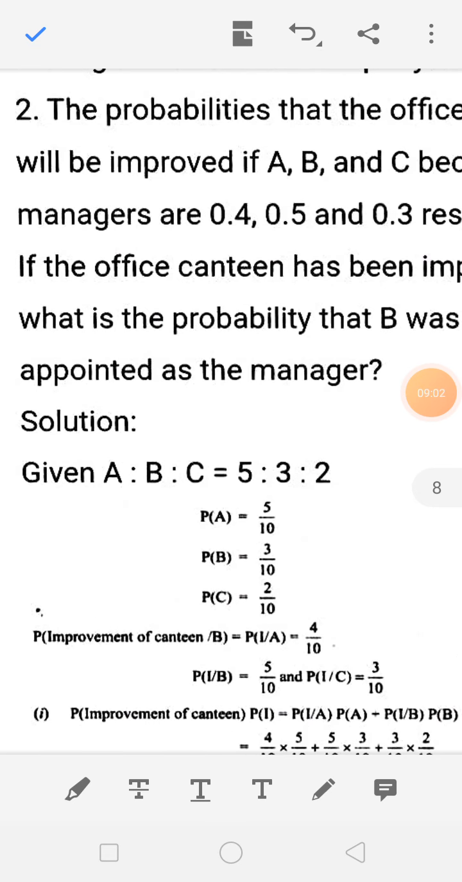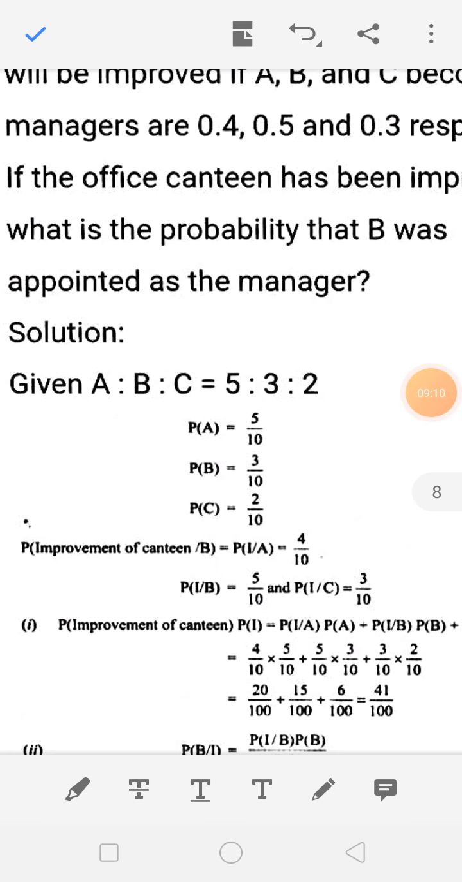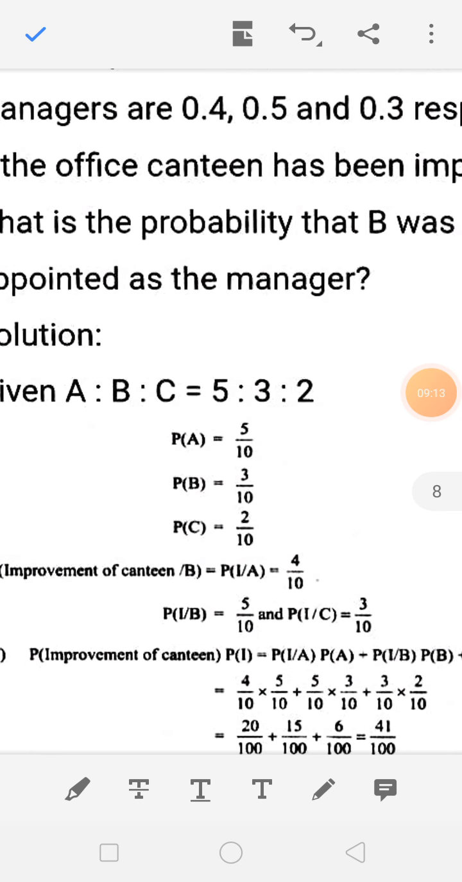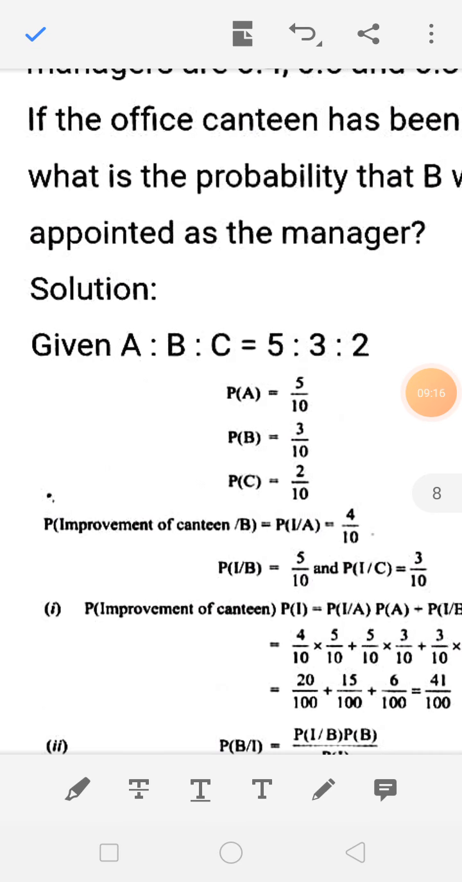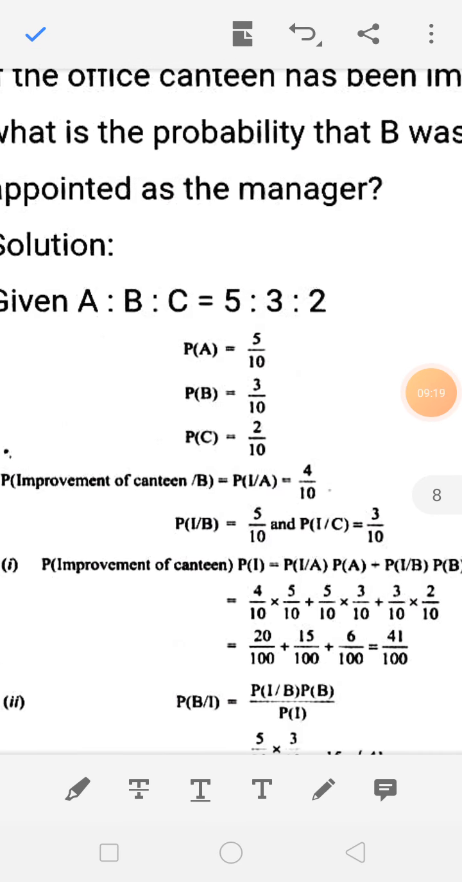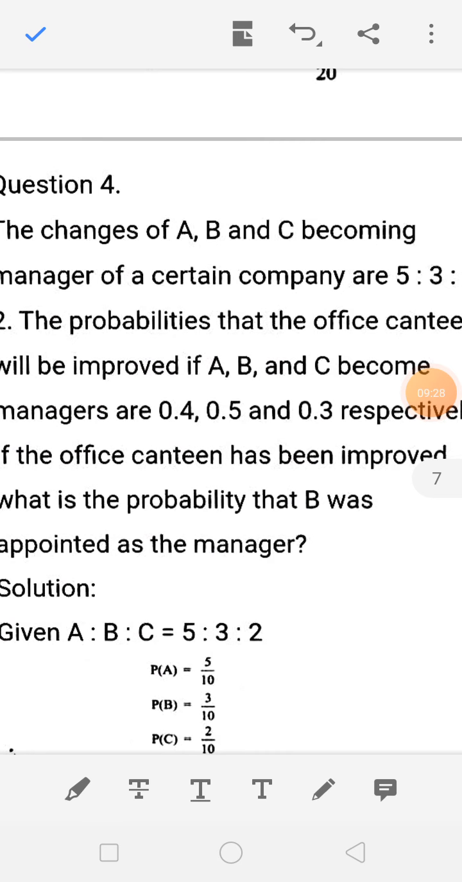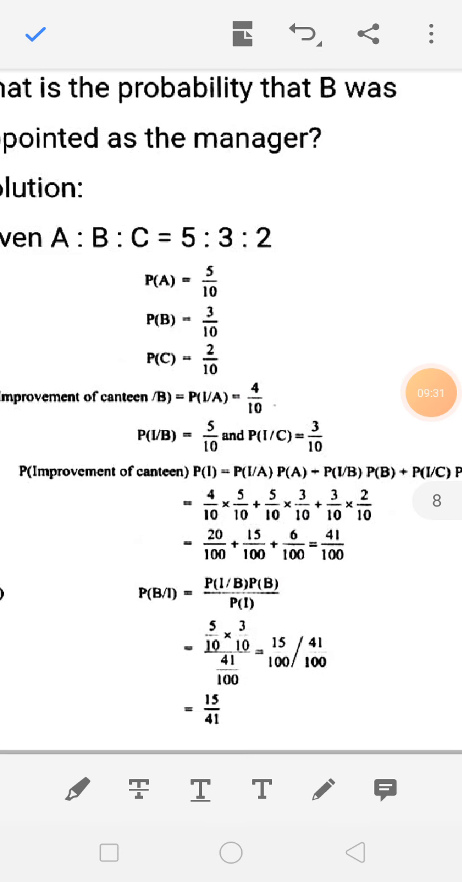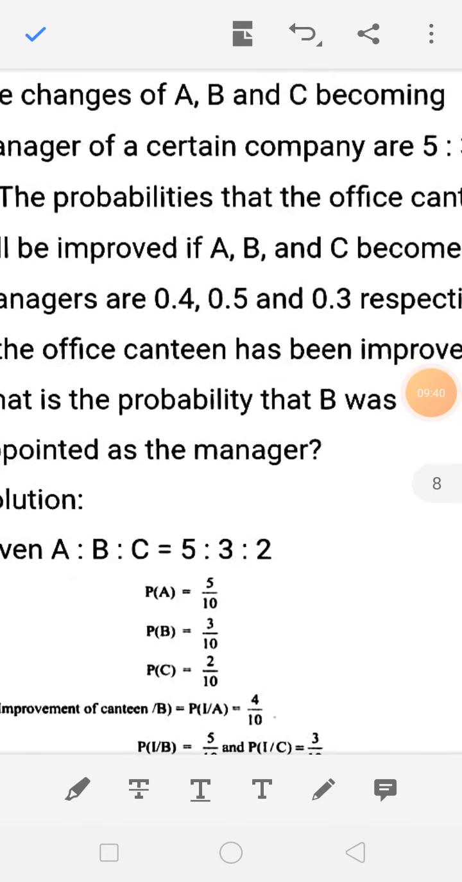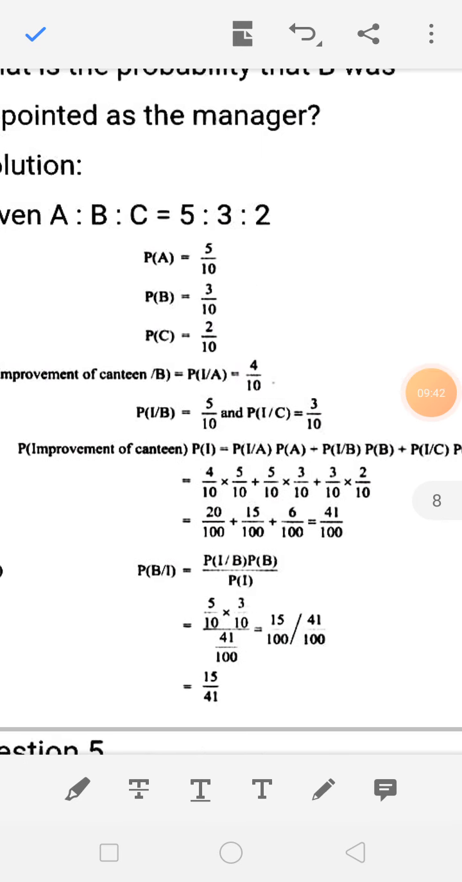So the probability of A is equal to the A value 5 divided by the total value 10, so P of A is 5 by 10. Probability of B is 3 by 10. Probability of C is 2 by 10. That's it. Next, improved: I for improved canteen. How can I write improved? Look at 0.4, 0.5, 0.3. So for A, improved is 0.4, which is 4 by 10. Then probability of I by B, improved for B, is 5 by 10. Improved for C is 3 by 10. So that is for A, for B, for C.